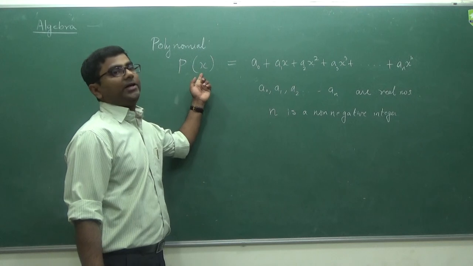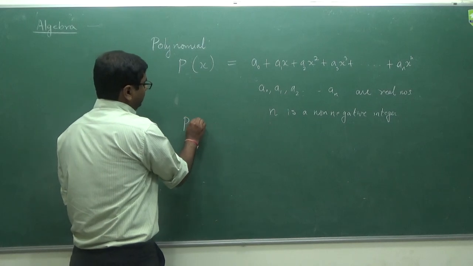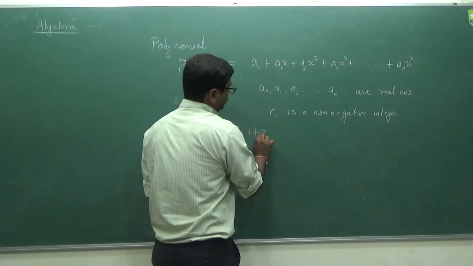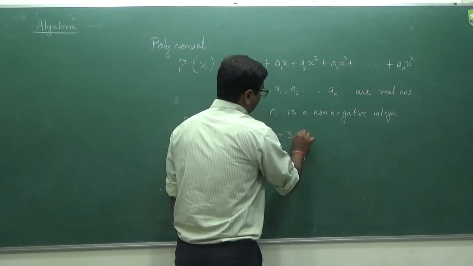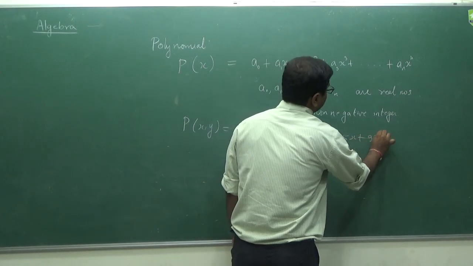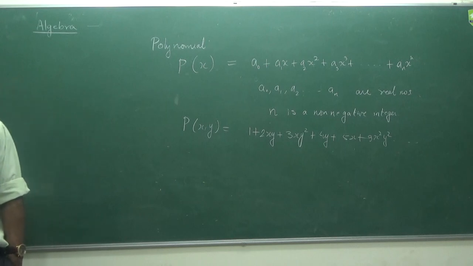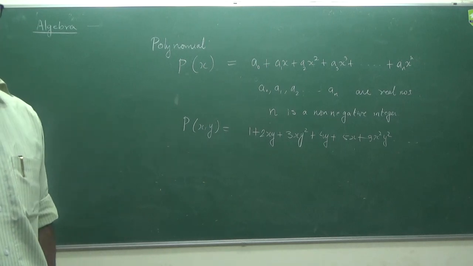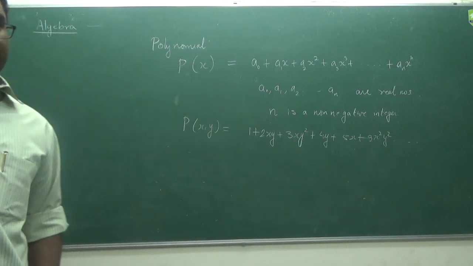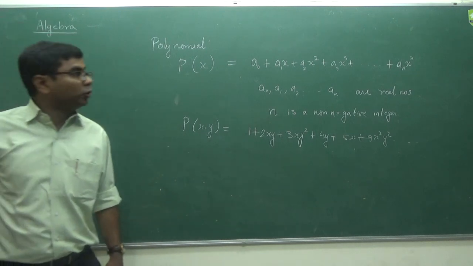Now tell me whether this polynomial is in one variable. You can have polynomials in multiple variables as well. For example, P(x,y) could be 1 plus 2xy plus 3xy squared plus 4y plus 5x plus 9x squared y squared, and things like that. This is a polynomial in how many variables? Two. Very good. We are not going to devote much time to polynomials of two or multiple variables, but we need to know.